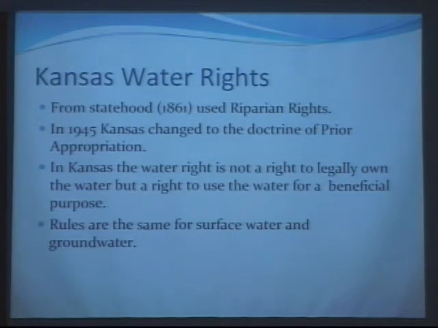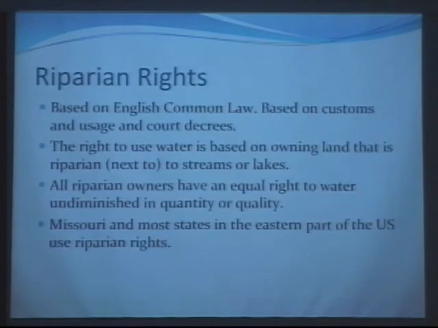And in Kansas, they made it very clear that we would use the same rules for groundwater as we do for surface water. In many places, different rules apply for groundwater. Okay, so we'll discuss a little bit of what riparian rights is, even though Kansas doesn't use it now. Missouri does, and it can be sort of a contrast, and you can see why we may have followed that initially and it made sense, and then why we changed.